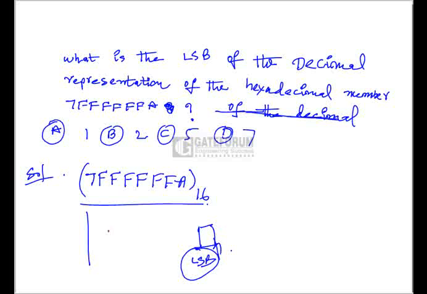If we convert this into decimal, we will get the value 2,147,483,642. So 2 is the least significant position in the equivalent decimal. So option B is the right option here.